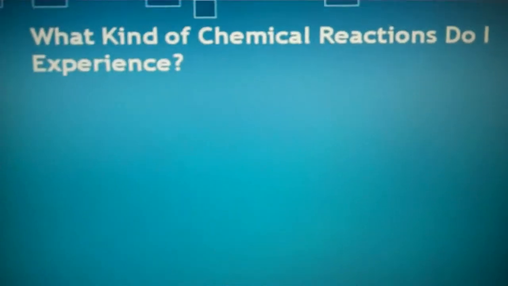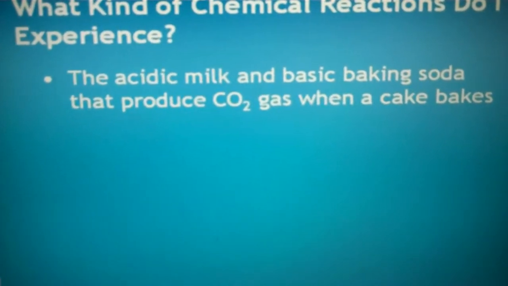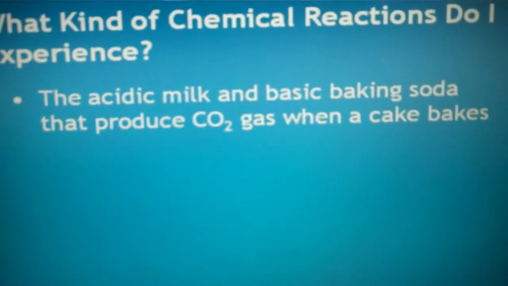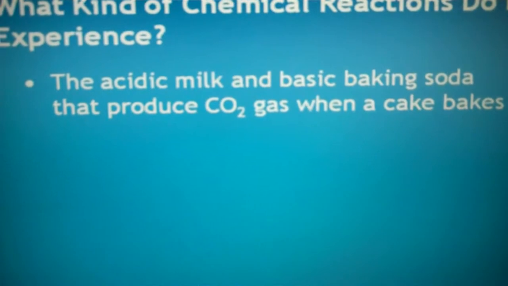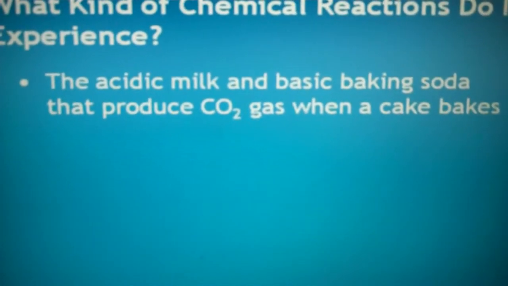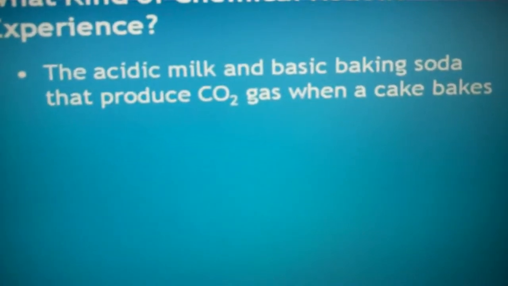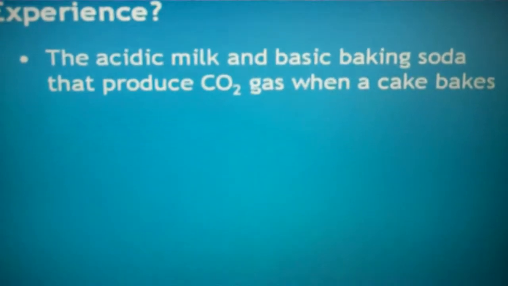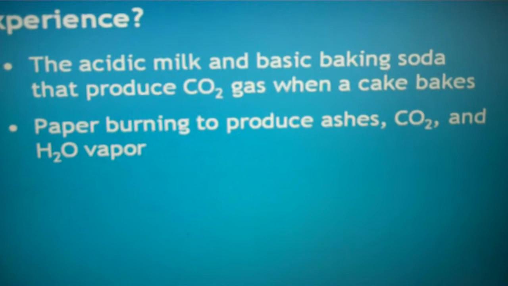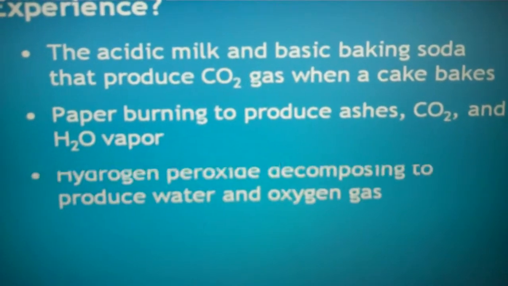Some of the chemical reactions you experience would be when the acid in milk and the baking soda, which is basic, react while a cake is baking. That chemical reaction produces carbon dioxide gas, and gases rise, and so that causes the cake layers to expand or to rise. When paper burns, it produces ashes, carbon dioxide, and water vapor.